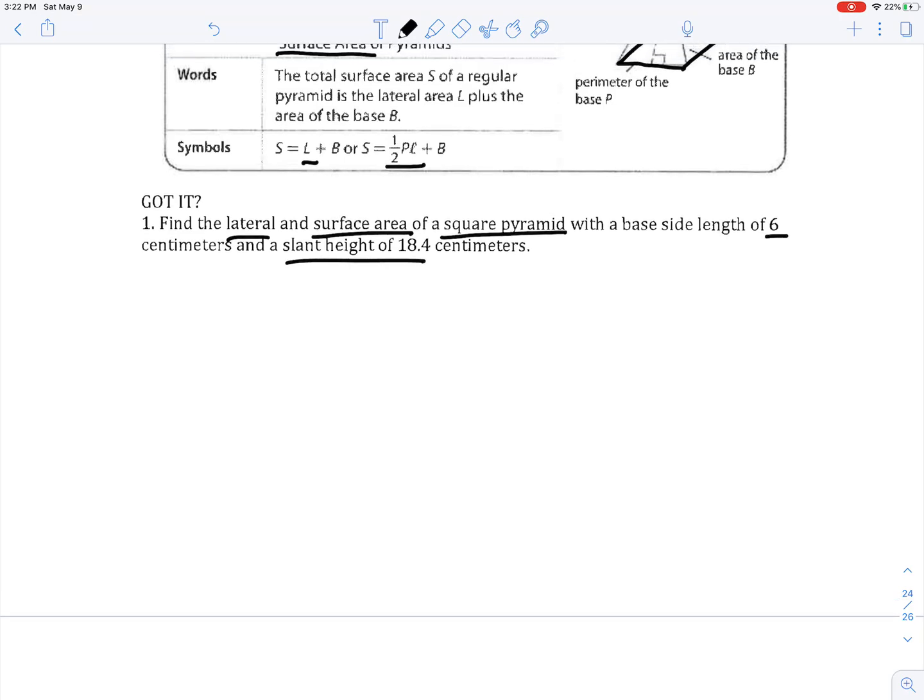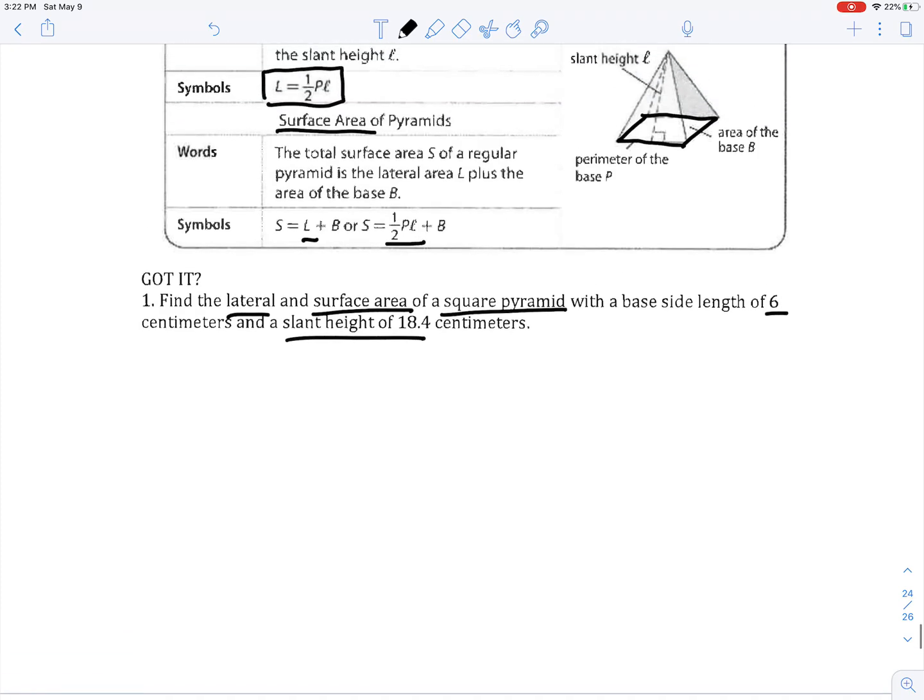Number 1 says find the lateral area and the surface area of a square pyramid with a base side length of 6 and a slant height of 18.4. First of all, I see square pyramid, and it says lateral and surface area, so I'm going to write down my formulas. Lateral area for a square pyramid would be 1/2 perimeter of the base times the slant height. Surface area would be the lateral area plus the area of the base.